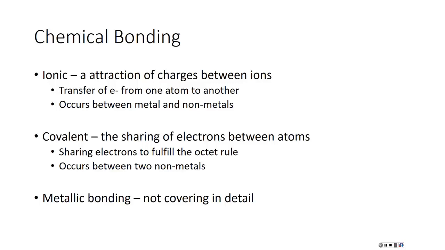And one of the quickest things for you guys to learn about that is ionic is between a metal and a nonmetal. Covalent is between two nonmetals. So if I have a reaction that's occurring between calcium number 20 and fluorine number 9, is that going to be ionic or covalent? Ionic. Calcium is a metal, fluorine is a nonmetal, so that's going to be ionic.